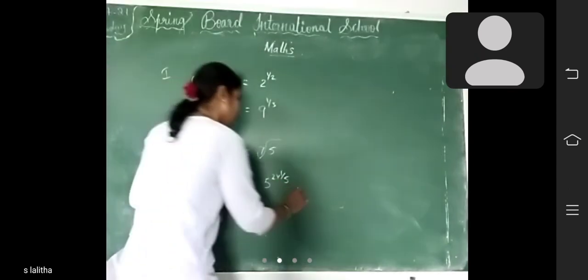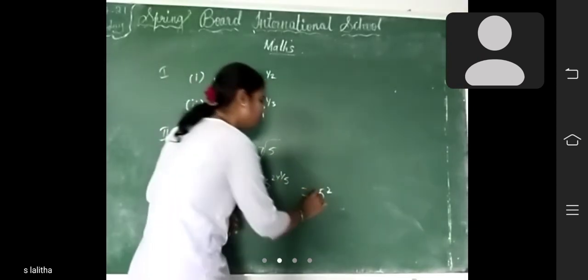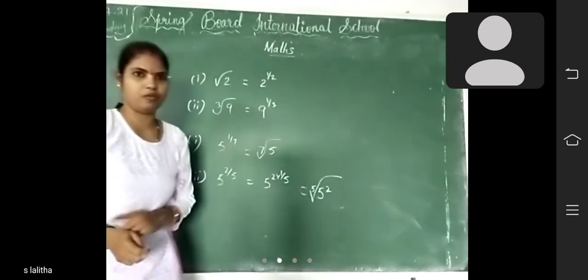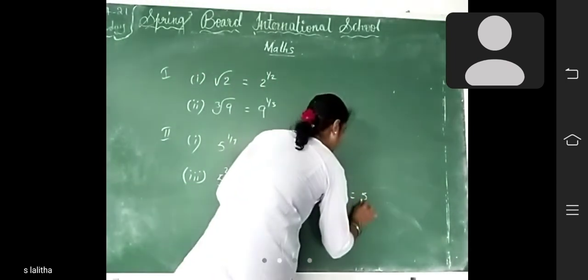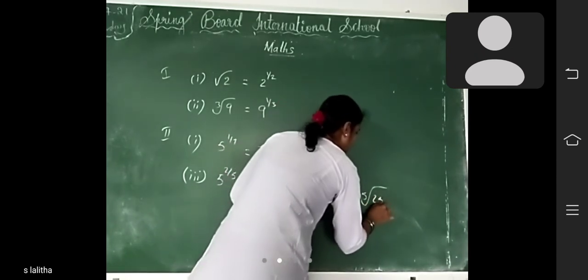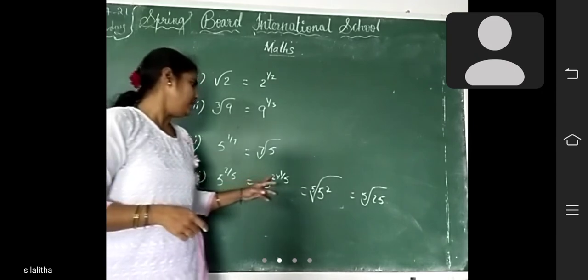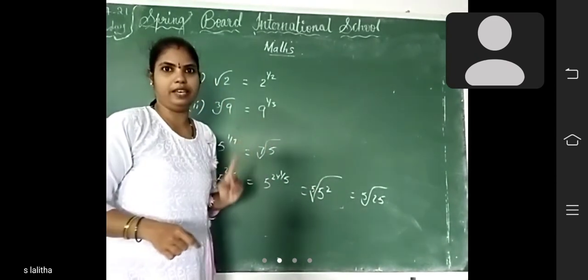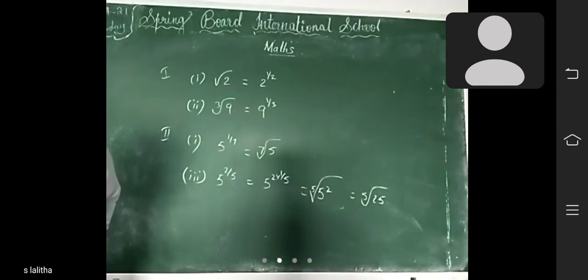Yes. Okay. Now 5 square. This 1 by 5 will move like this: 5th root of 5 square. Did you understand? 5th root of 5 square. Numerator will always be 1 only when you write in radical form. Okay. Right. And the remaining sums you can do as homework.